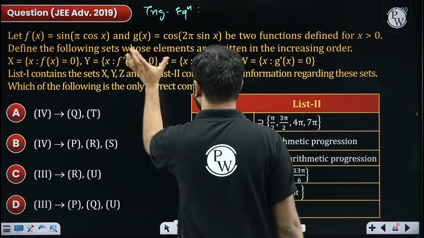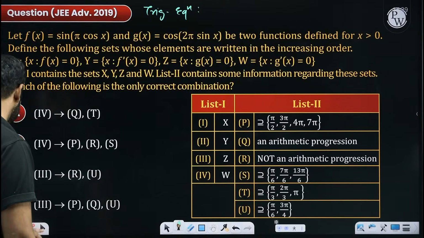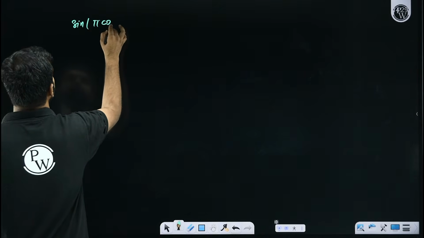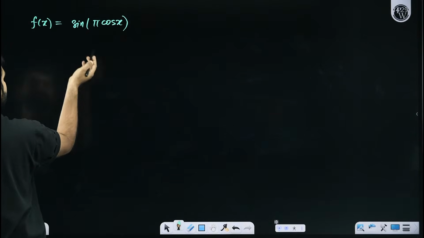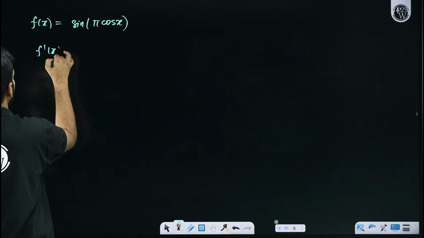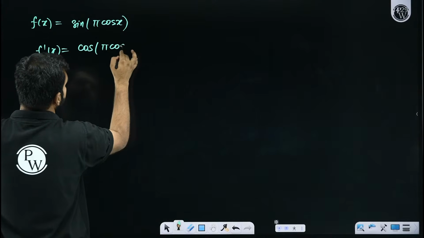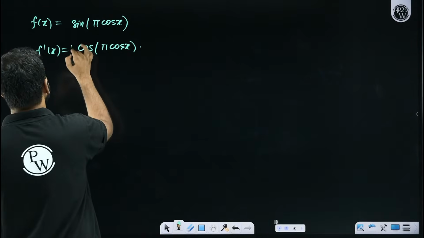Let me go ahead with this f dash x, right? So f dash x being 0 is your set Y. What is fx? Sir, sine pi cos x. This is sine of pi cos x. This is your fx. So to find the set Y, let me find f dash x. What will it be? As per the chain rule, it will be cos of pi cos x times, when you differentiate pi cos x, pi stays outside.